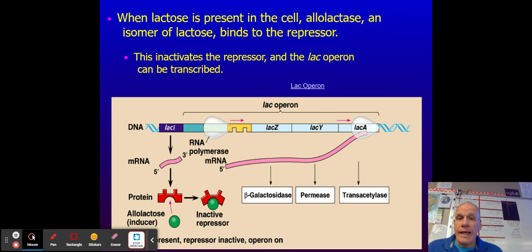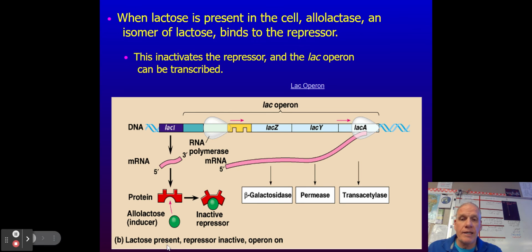Now, when lactose is in the system, here we see lactose present. Lactose will bind allosterically. It's called allolactose here, which is just an isomer of lactose, and it will bind allosterically to the regulatory protein, turning it into an inactive repressor. It has changed shape. This changed shape can no longer bind to the operator. So it will not be bound to the operator, so RNA polymerase is free to bind to the promoter and now transcribe and then translate those genes.